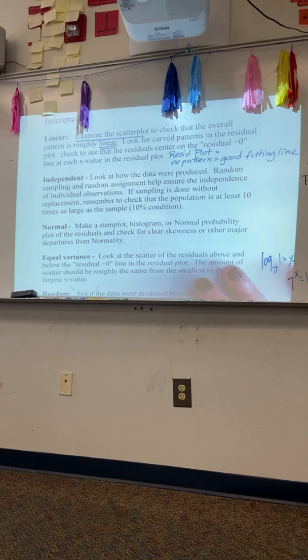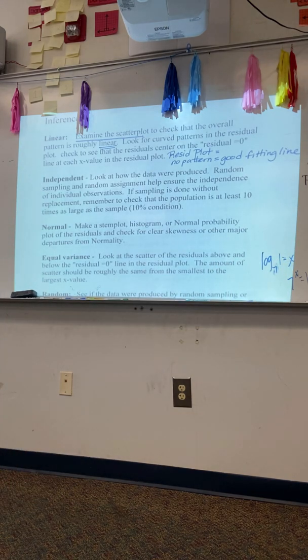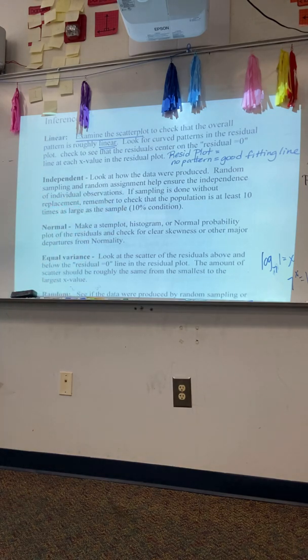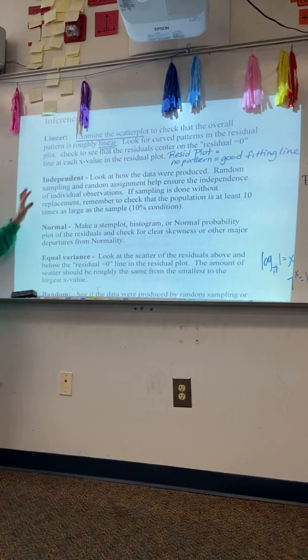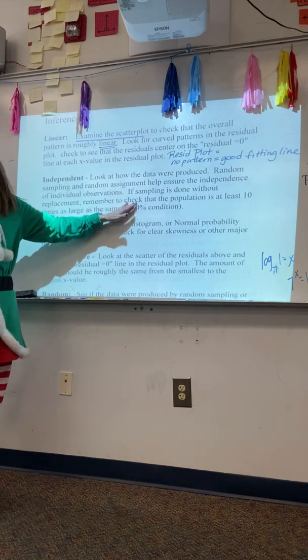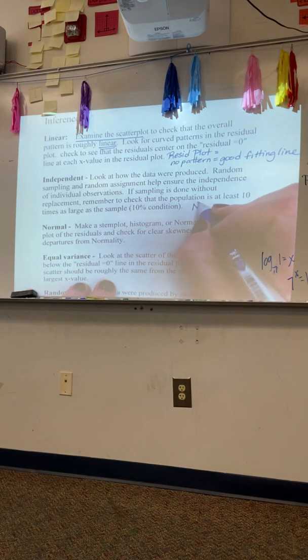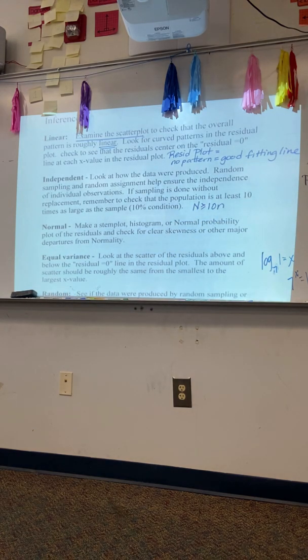Okay, independent. Look at how the data was found, okay? Was it random sampling? Was it random assignment? That helps us ensure the independence of every observation, okay? So making sure that. Obviously, you can always check right here the 10% condition, okay? So if it's done without replacement, check to make sure the population is at least 10 times the size of the sample. So we know this independence rule. All right, so we have that.